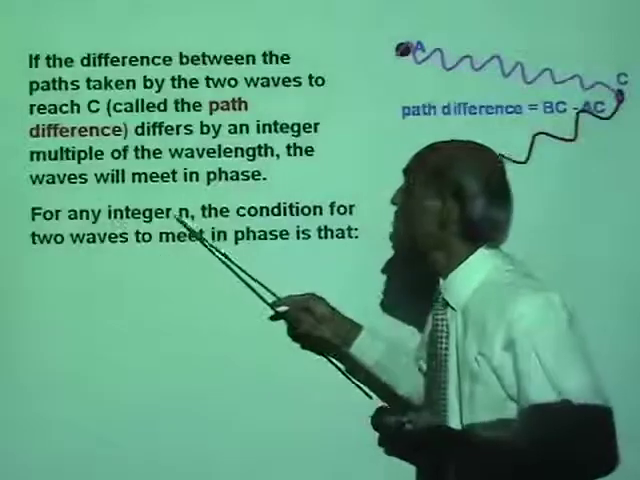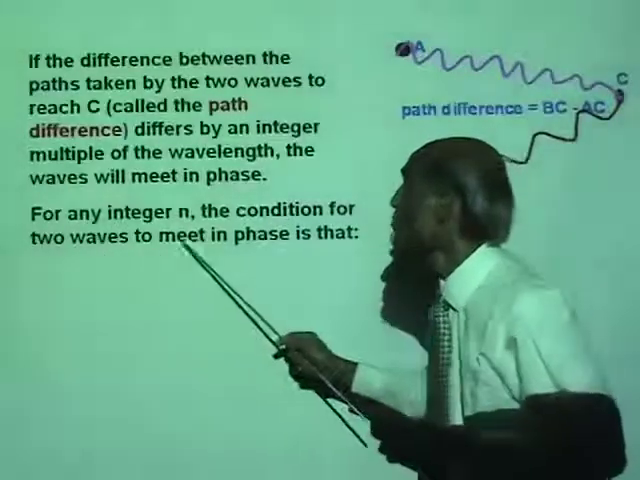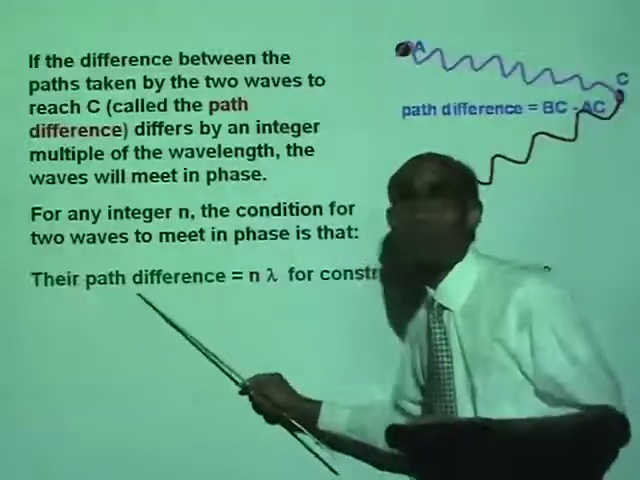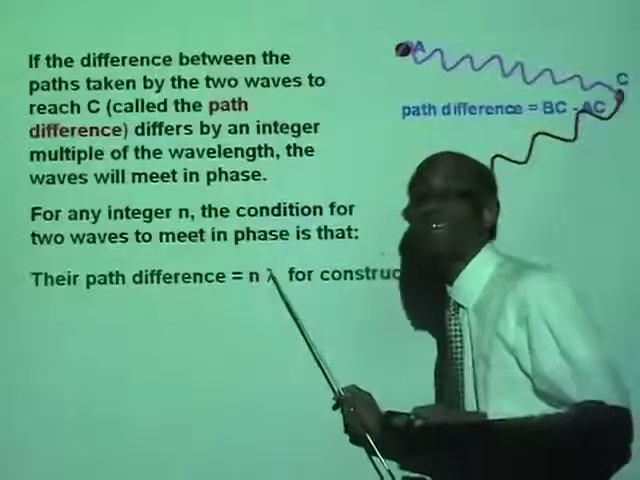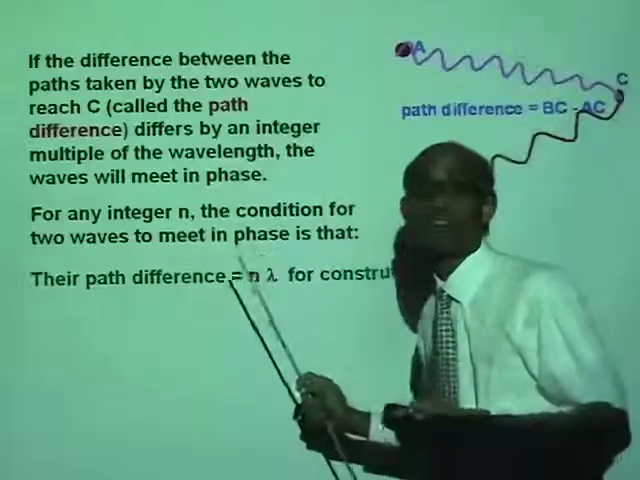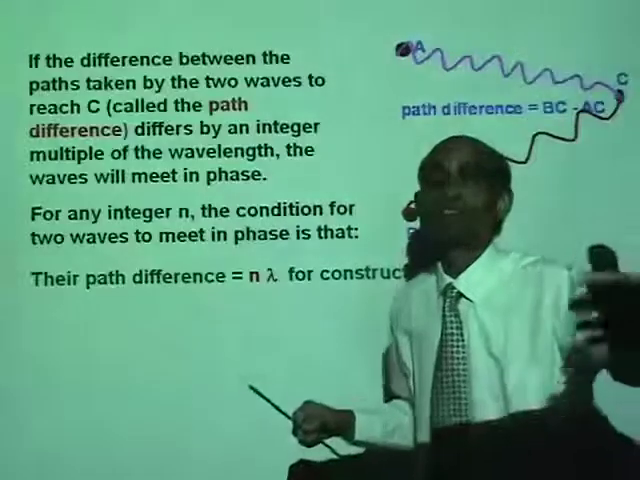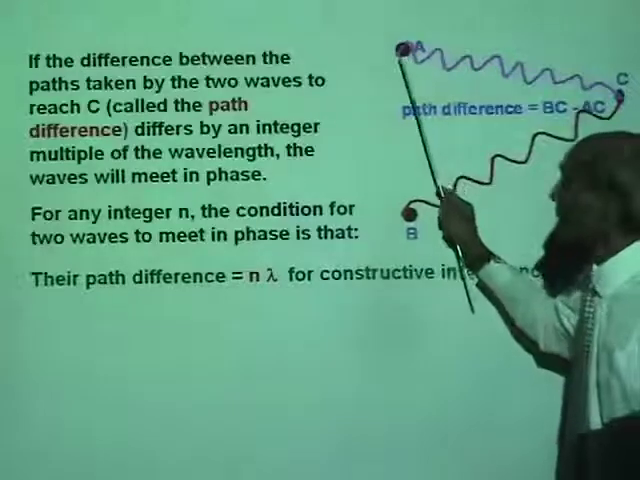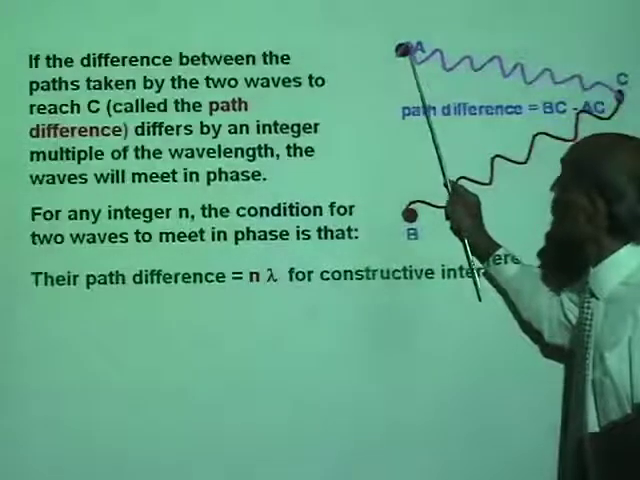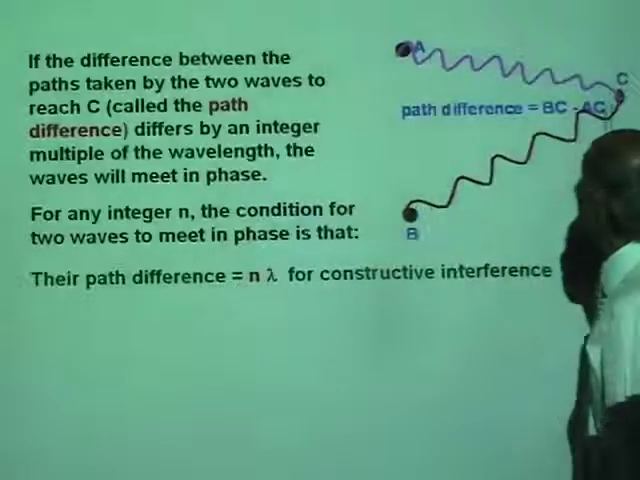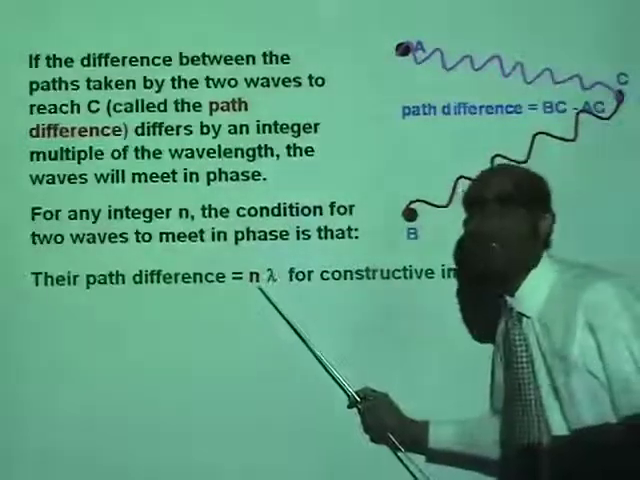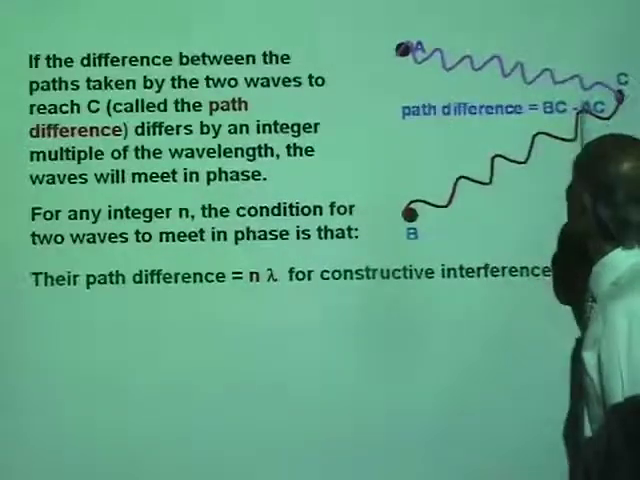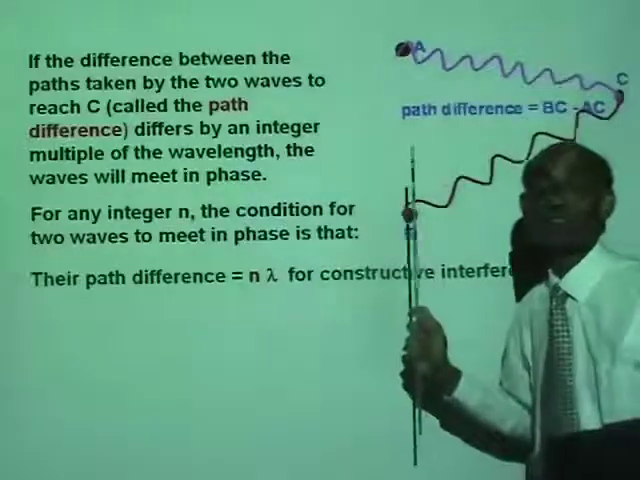So for any integer n, what is the condition for 2 waves to meet in phase? That their path difference must be equal to n lambda, where n is an integer. n can be any integer, 1, 2, 3, 4, 5, and so on. So one more time, if the path difference between waves from A and B reaching C is an integer multiple of a wavelength, then the waves from A and B will reach C in phase.